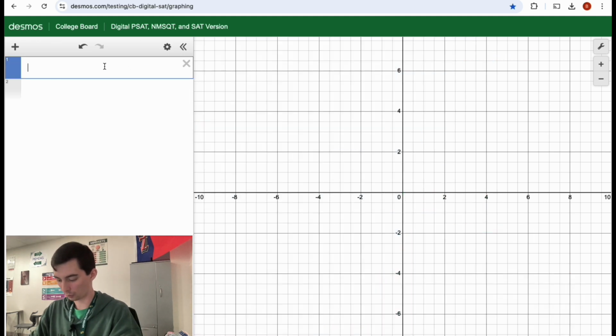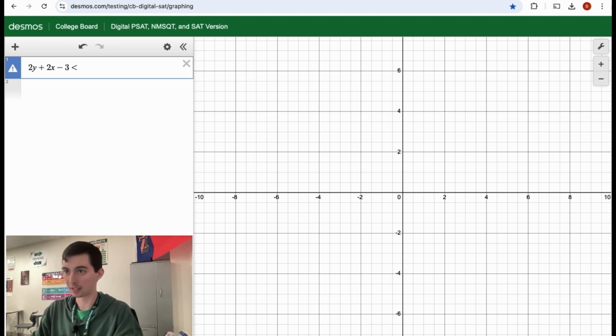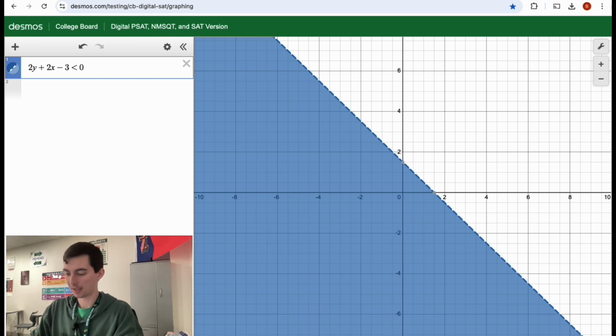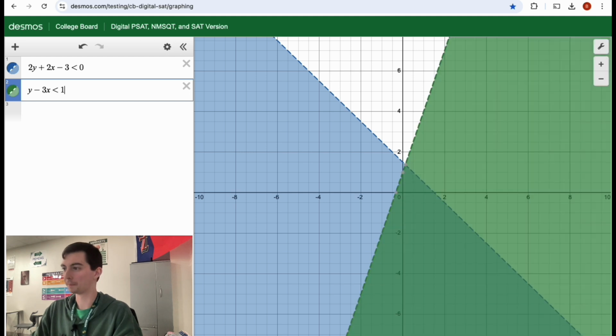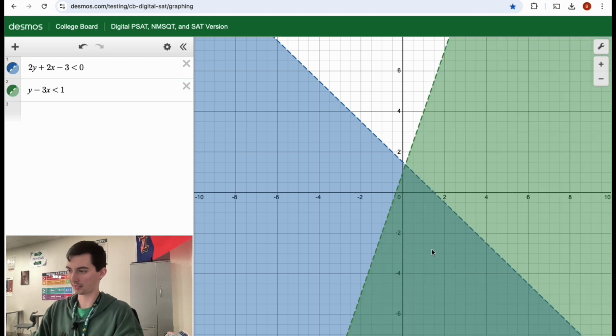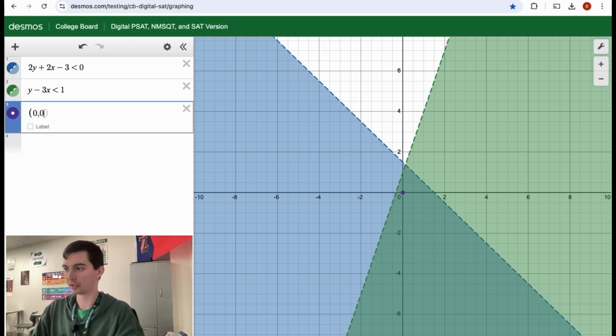I've got 2y plus 2x minus 3 is less than 0. And then my other one is y minus 3x is less than 1. And so we're looking for the double shaded area, which in this case is here. And again, we can find any two points. So an easy one to look at is always 0, 0. That is in my solution, or my solution set.